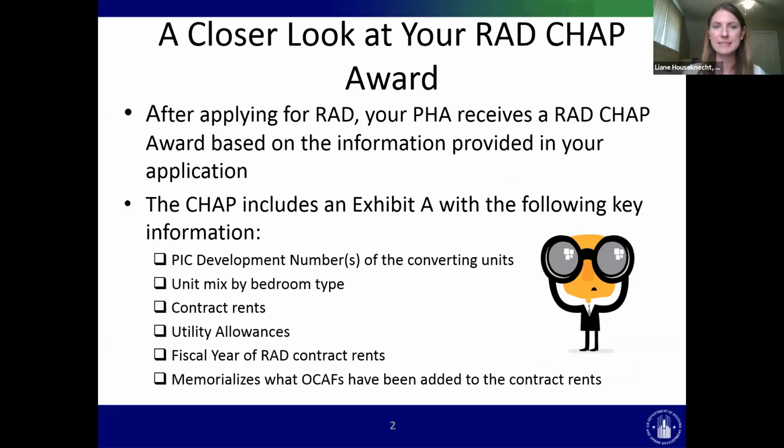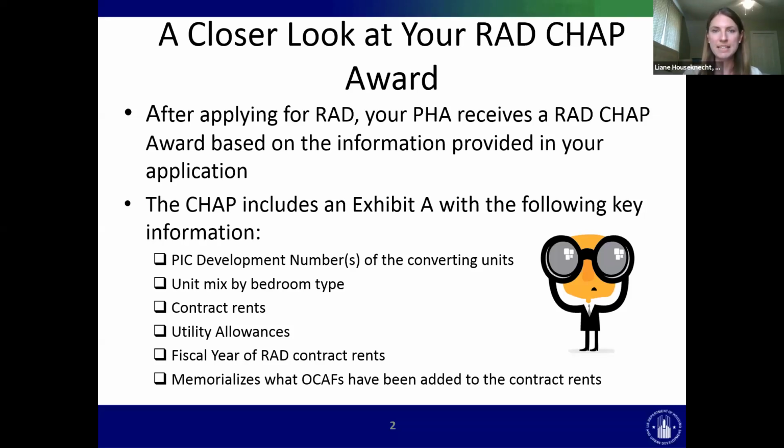So it contains the PIC development numbers of your units converting, the unit mix by bedroom type, what your contract rents are, what your utility allowances are. It tells you the fiscal year of your RAD contract rents. And a little later today, we're going to tell you why that matters, why it's important for you to know that. And it also memorializes what OCAFs have been added.